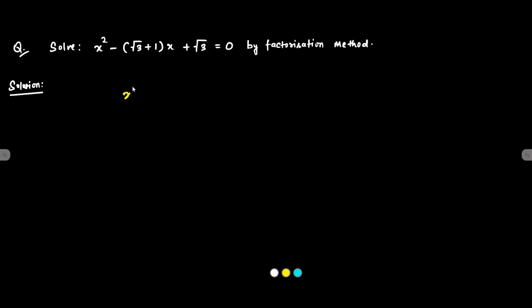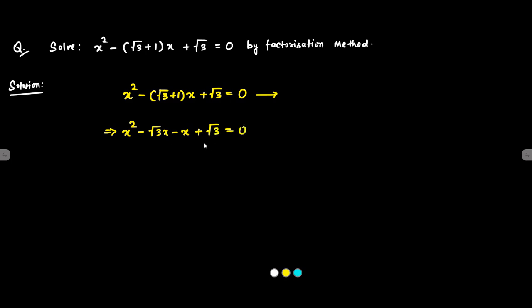Okay, x square minus (root 3 plus 1) x plus root 3 is equal to 0. So here if we open the bracket, it becomes x square minus root 3x minus x plus root 3 is equal to 0.